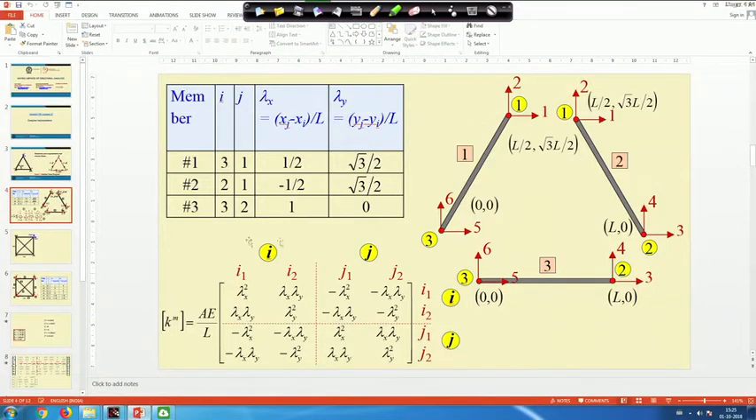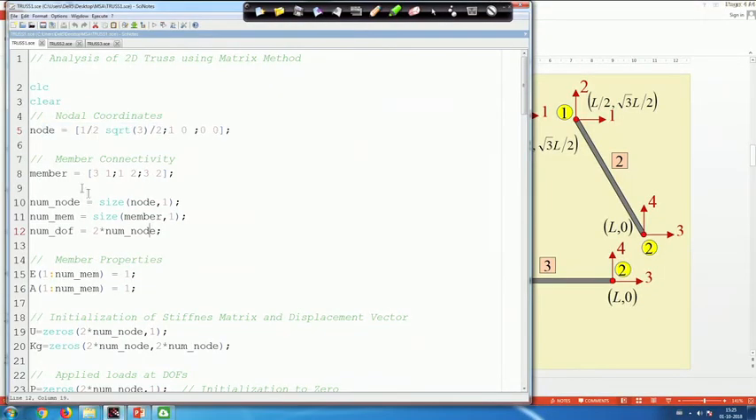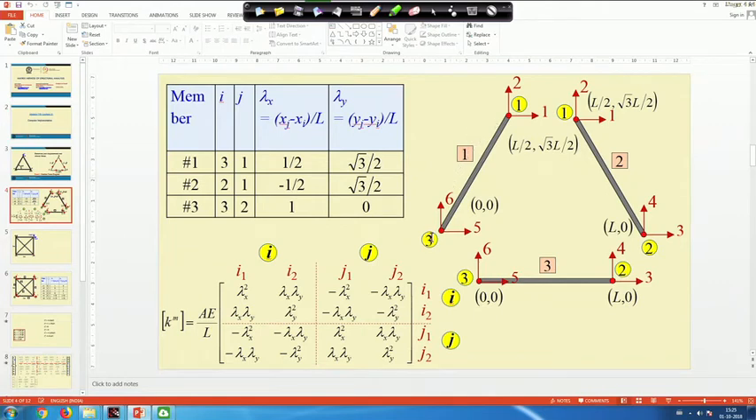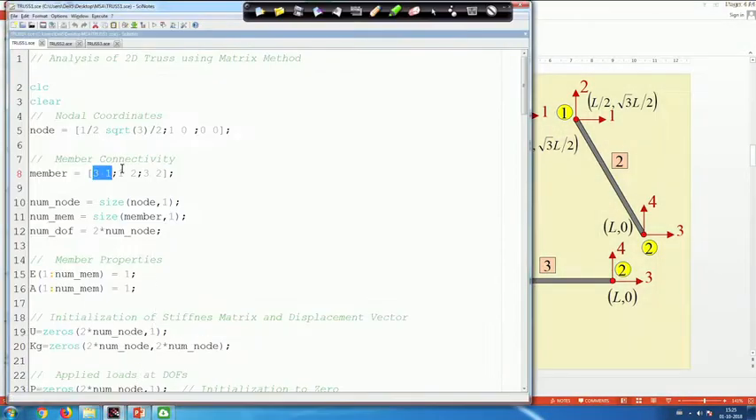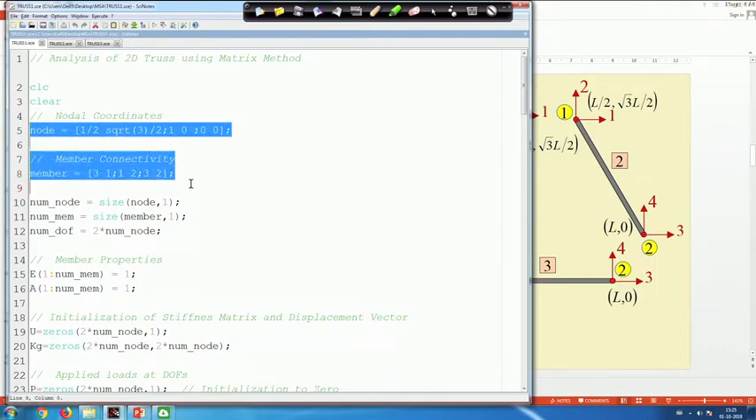Now, once we have these node numbers, the next thing we have to give is the information on how the members are connected between nodes. When we say how the members are connected, we have to give the ith node of the member and the jth node of the member. So, member number 1 is between joint number 3 and joint number 1. Member number 2 is between joint number 1 and 2, and member number 3 is between joint number 3 and 2. Okay. So, this is the information that we have to get from the configuration of the structure.